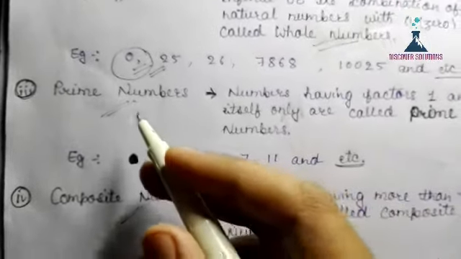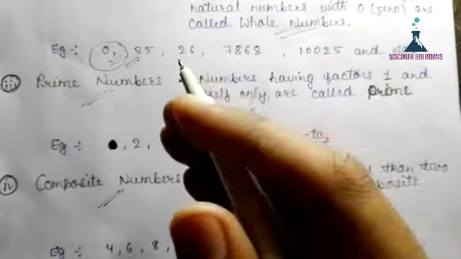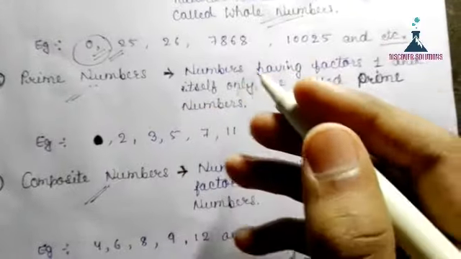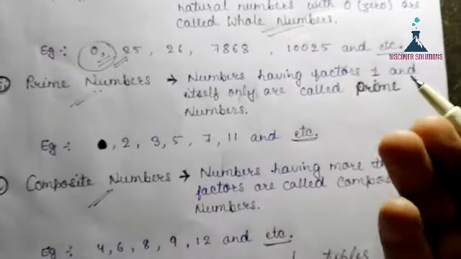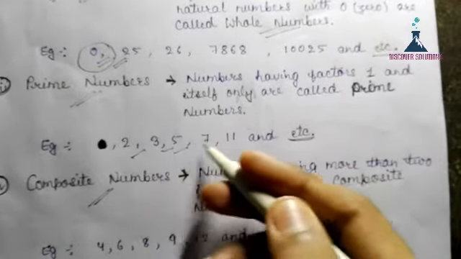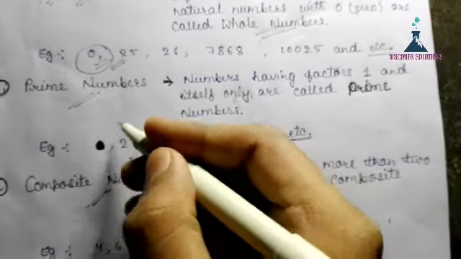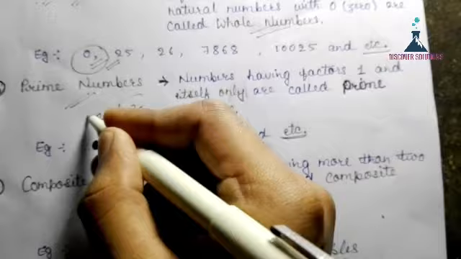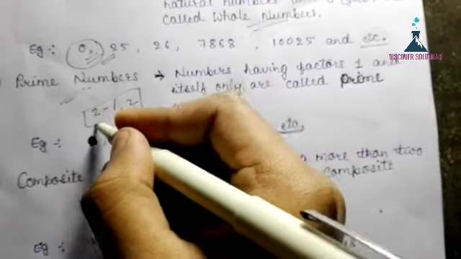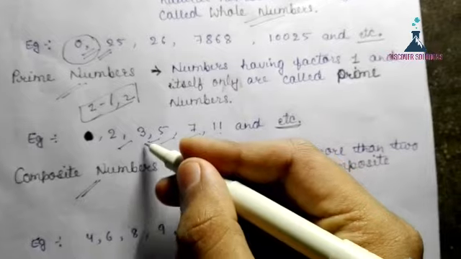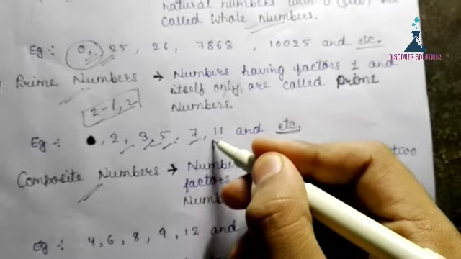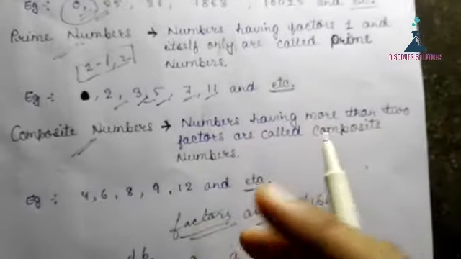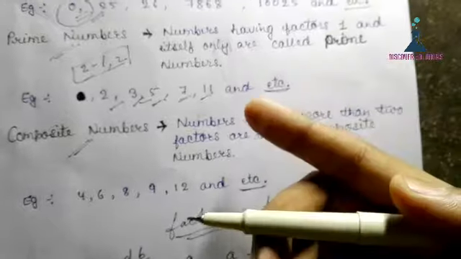Now let's move towards prime numbers. Prime numbers are the numbers whose factors are only 1 and itself. As you can see in the definition, the numbers having factors 1 and itself only are called prime numbers, for example 2, 3, 5, 7, 11 and so on. Suppose we try to find the factors of 2, you'll get 1 and 2 only, and there are no more numbers which can divide 2 completely. The same you can observe in the case of 3, 5, 7 and 11. There are so many examples of prime numbers in which you can observe that there are only two factors, that is 1 and itself.